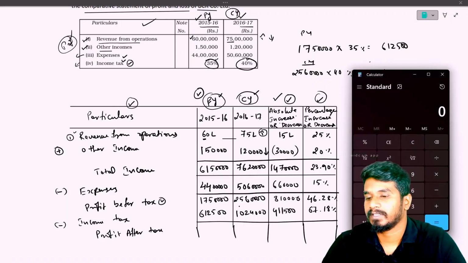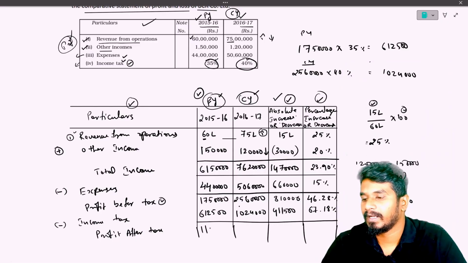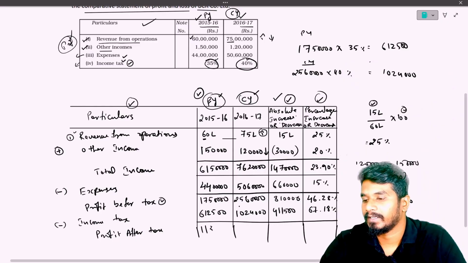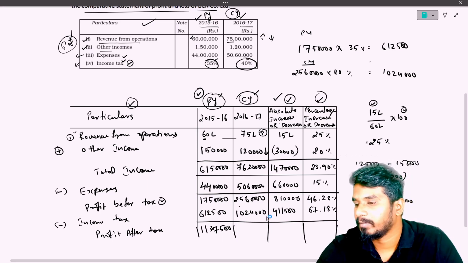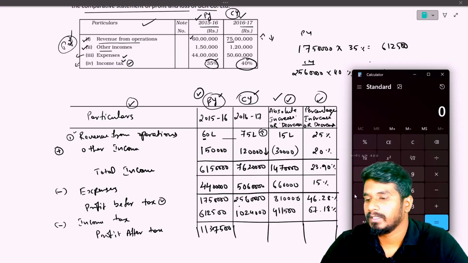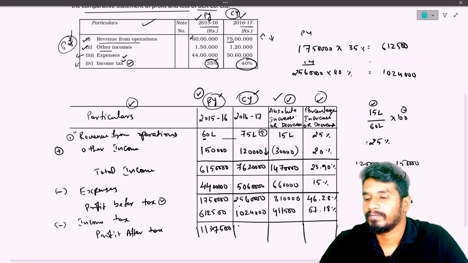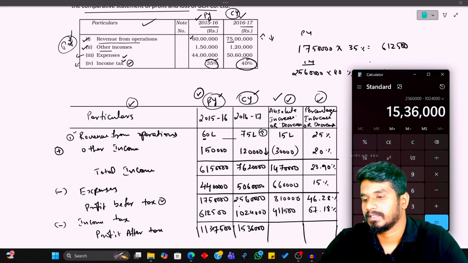You got this? Yes. Directly you need to minus these things. We'll minus it. 17 lakh 50,000 minus 6 lakhs 12,500. If you do that, you'll get 11 lakh 37,500. And again, you need to minus current year one, 25 lakh 60,000 minus 10 lakh 24,000. You will get 15 lakh 36,000. Is that right? Yes, that's correct.